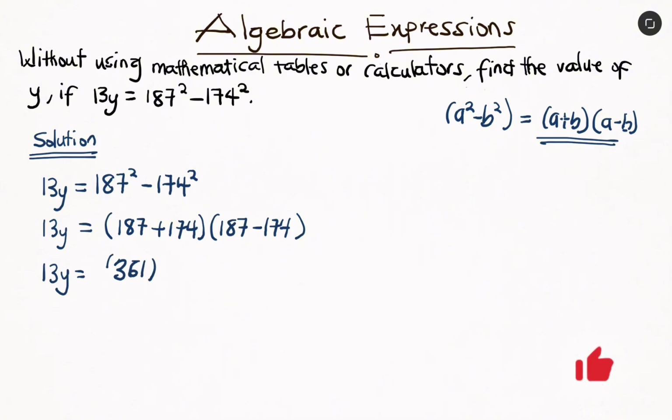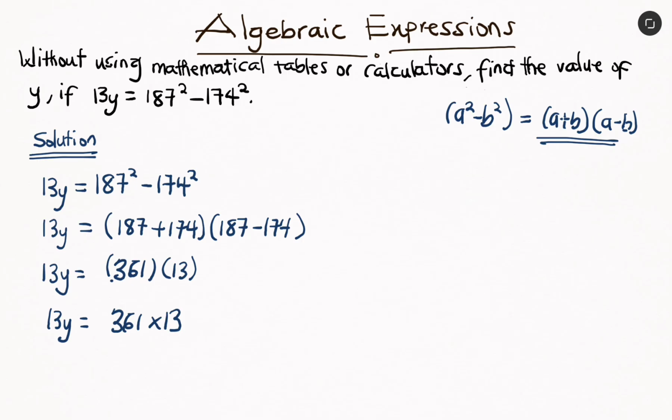and then 187 minus 174 will give us 13, over here, so this will be multiplied by 13. So to finish our work, we have 13y here is equal to 361 multiplied by 13. You can multiply this and write your answer if you like, but because I see 13 here, I want them to cancel, so I'll maintain it like this.